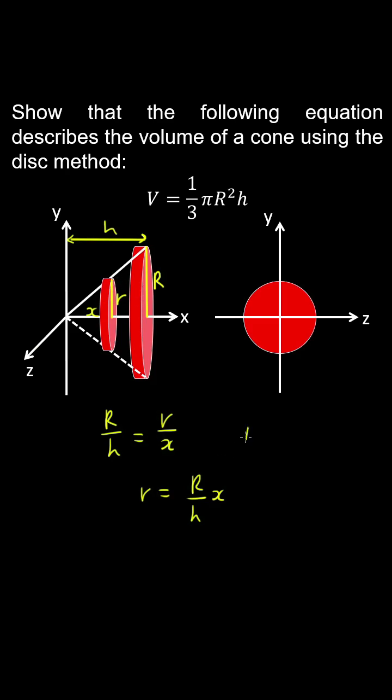So multiplying pi by the radius squared, so that'll be R squared on h squared multiplied by x squared, gives the area of this disk, which can be visualized in the yz plane, and assigning a thickness dx to this disk gives the volume of the disk, and then we integrate from x equals 0 to x equals h, while taking the constants outside the integral. And this gives the volume of the cone, which you can show evaluates to this result.